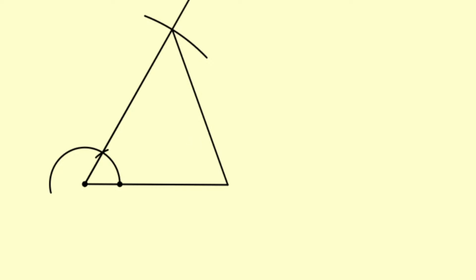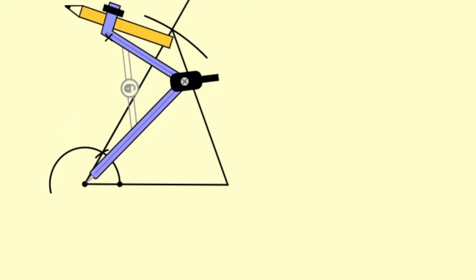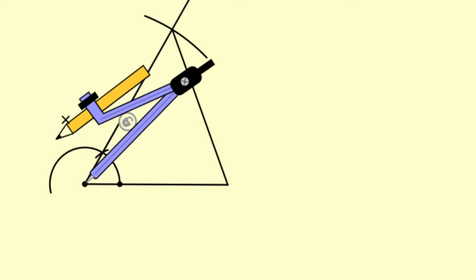Now first thing what we have to draw, we have to construct the locus of the points equidistant from AB and BC. That means we have to draw the angle bisector of angle B. Angle B we have already drawn. We have to draw angle bisector of angle B.